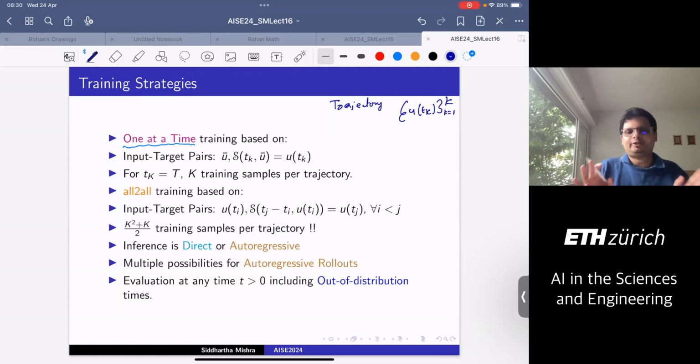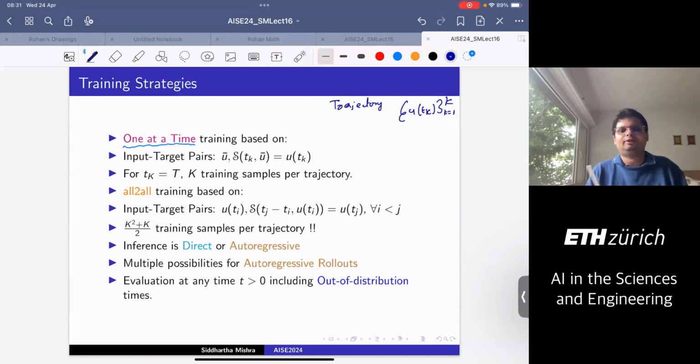Now I made a very simple assumption that across all the training samples, I have access to the solution at the same time points, which is okay when you're doing numerical simulations, which is perhaps not okay when you have to deal with observational data. If you have observational data, then you can also deal with that.